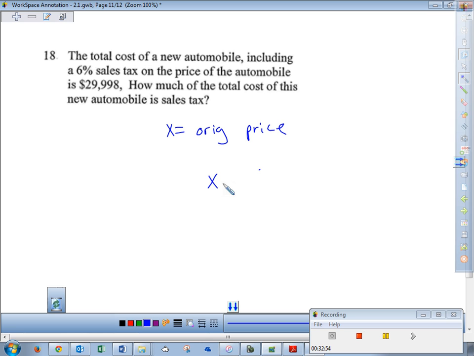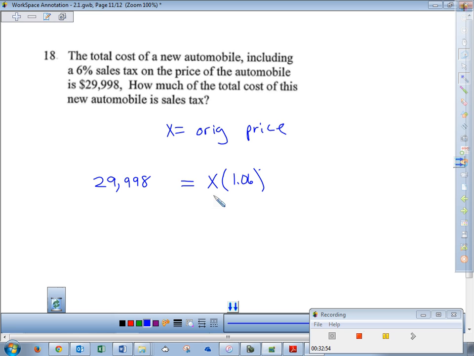Like if I told you I got a candy bar and I'm going to go buy it, but there's 6% tax that I have to pay. Let's say it costs $1, right? Wouldn't it cost more than $1 in the first place? Aren't you going to pay 106% of the original price? So we're going to take the price of the car times 1.06. And doesn't that equal how much you totally paid? Correct? Well, do you know how much you totally paid? Pretty sure it's $29,998.